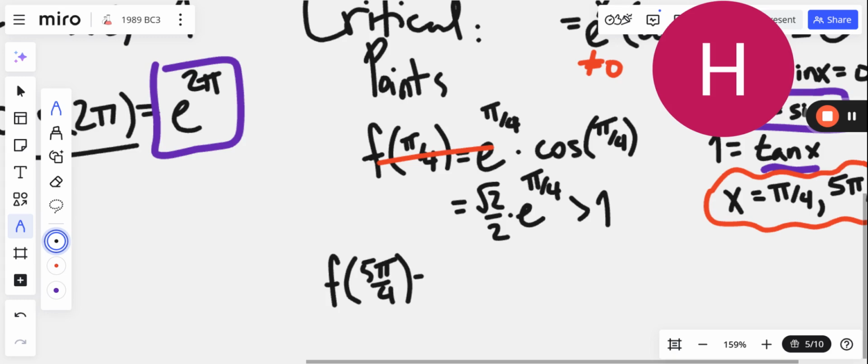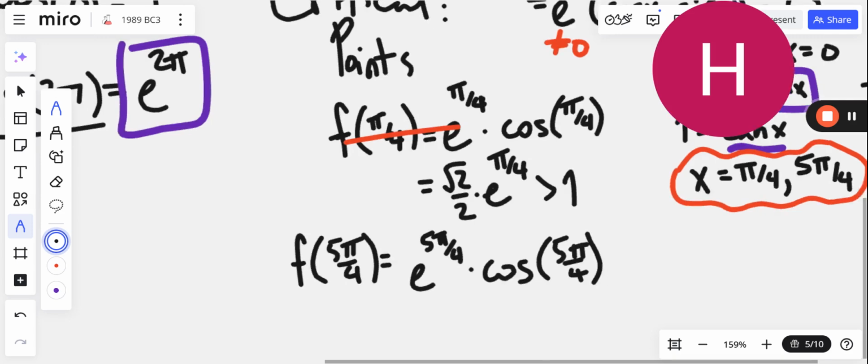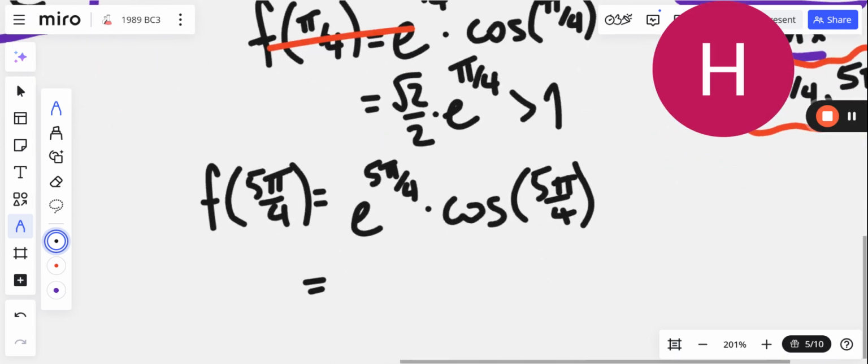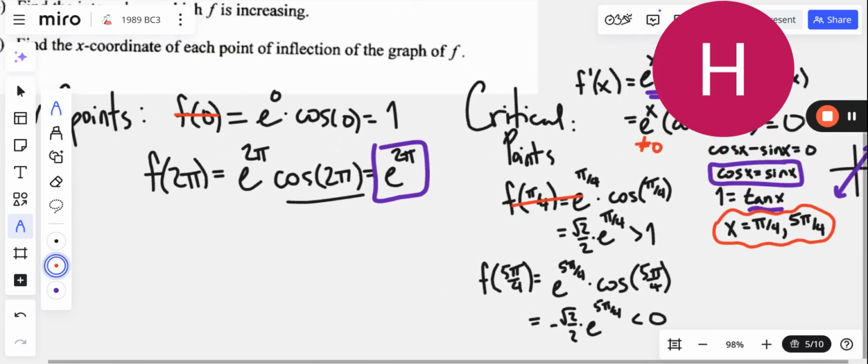larger for the exponential part, but one crucial feature here is that the cosine of 5 pi over 4 is a negative, and so now we're going to get a minimum. This is going to be negative root 2 over 2 times e to the 5 pi over 4, which is some negative number. It's less than 0, so this is the minimum. So 1 is not the minimum.